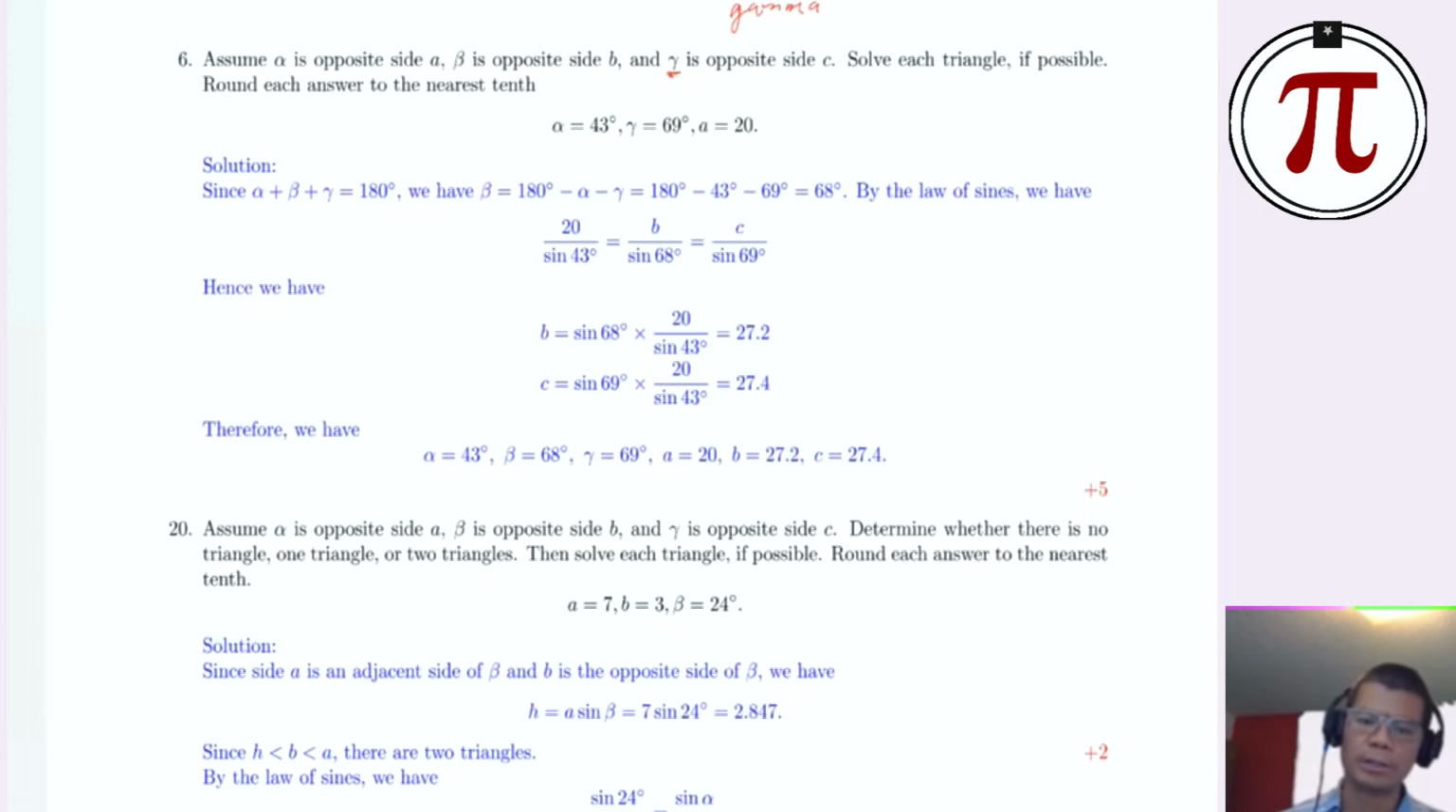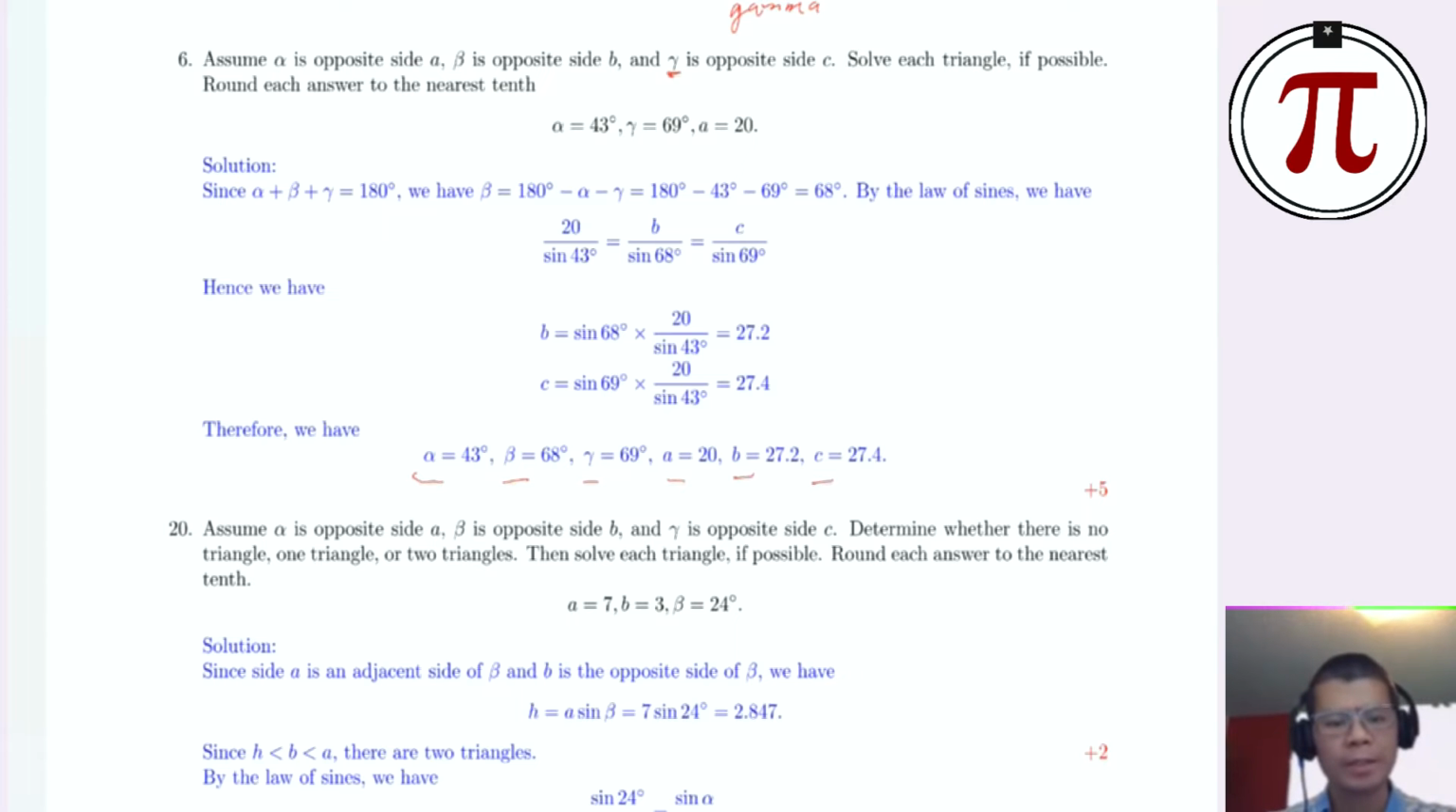All right. So therefore we have alpha, beta, gamma, A, B, and C. So we solved this triangle. We got all the angles and the sides, right? So this is question 6.